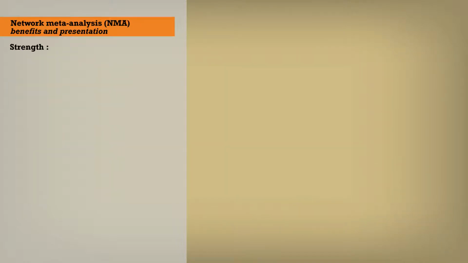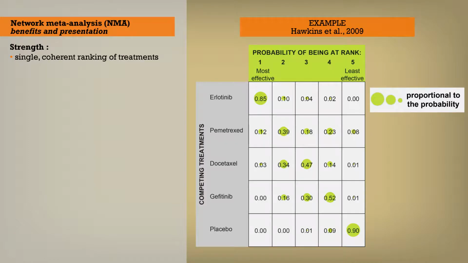A key strength of a network meta-analysis is that it can lead to a single coherent ranking of treatments. Probabilities for each treatment taking each possible rank can be presented in a table or in a rankogram. It is important to look at such graphs rather than the naive ranking or the probability for each treatment to be the best, because drawing conclusions based on the latter might be misleading.